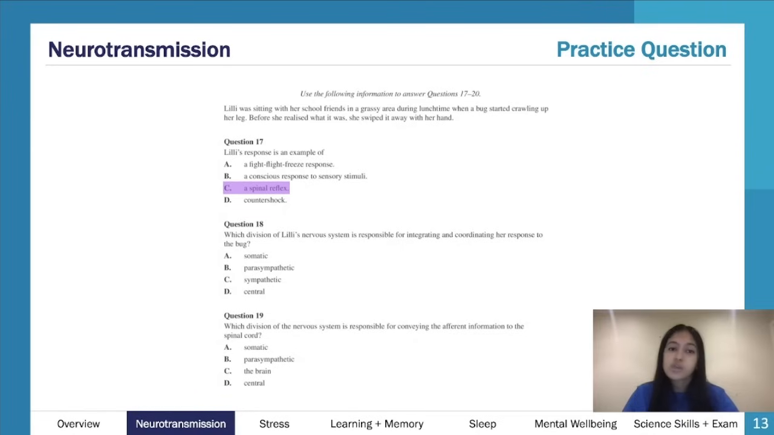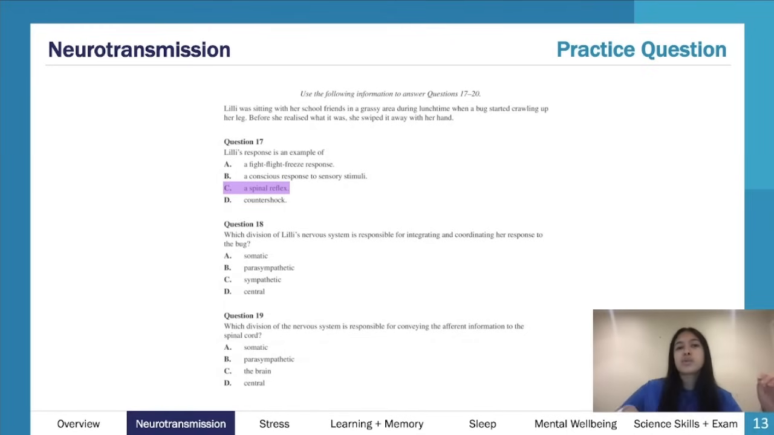It's an unconscious response. It's involuntary, because as we know, in a spinal reflex, you're not involving the brain in the actual reaction. Obviously it's involved a bit later, but you're thinking about your sensory neuron, your interneuron in your spinal cord, and then your motor neuron. That's your spinal reflex, or your reflex arc. So that's what we can see here.